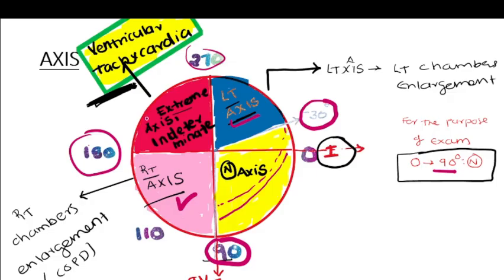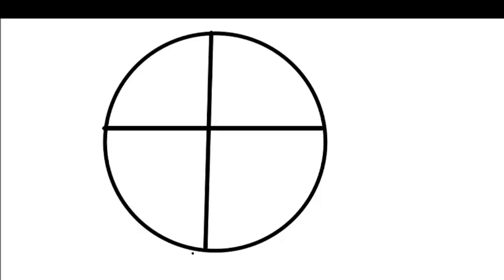So as I mentioned, after finding the QRS complex in lead 1 and aVF, we do R minus S and apply this in this figure. As this is a complicated figure, we will draw a new figure and I will show you that. Here we have aVF, and here we have lead 1.